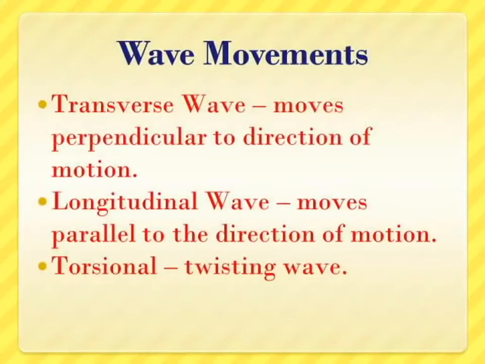Within the types of waves, there are two different types of wave movement. One is called a transverse wave, and the other is a longitudinal wave. Transverse waves are the ones you're probably more familiar with. It's that up and down movement, where they are moving perpendicular to the direction of motion, whereas longitudinal waves are moving parallel to the direction of motion. The best examples of transverse waves are water waves or light waves, and for longitudinal waves, sound. And then we have this twisting wave, which is called a torsional wave.